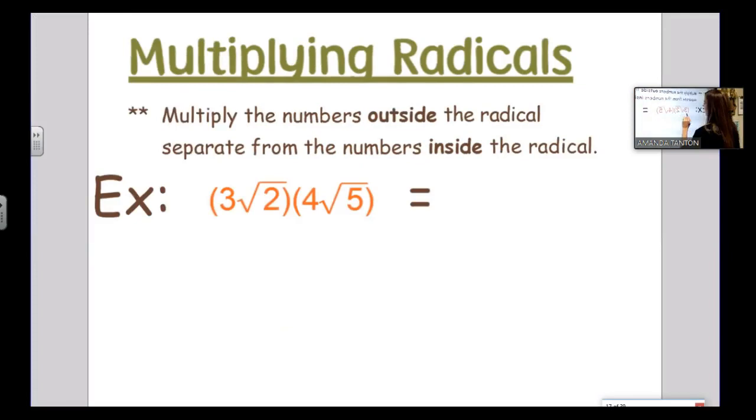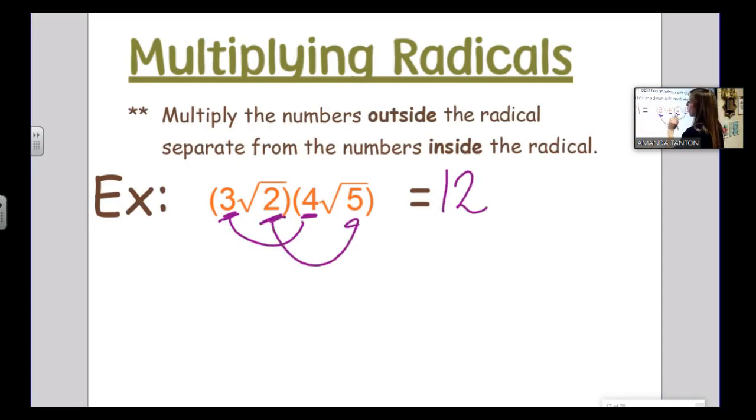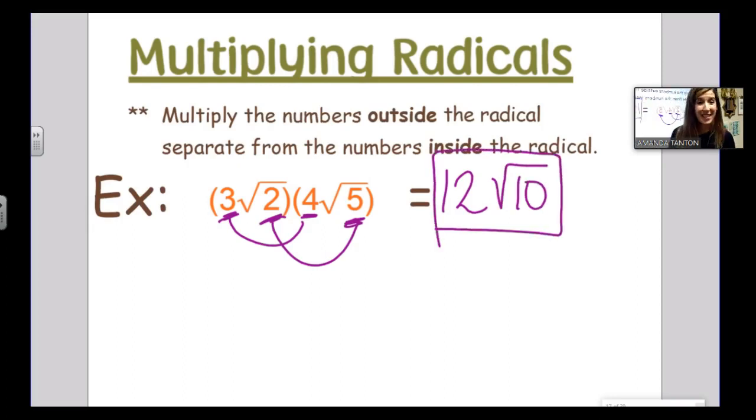I'm going to multiply the numbers on the outside. 3 times 4, separate from the radicands. Totally separate, never mingle. A number on the outside, a number on the inside, they're totally different numbers, so they should never mingle. So 12 root 10, that's all there is to it. Keep the outside together, keep the inside together.